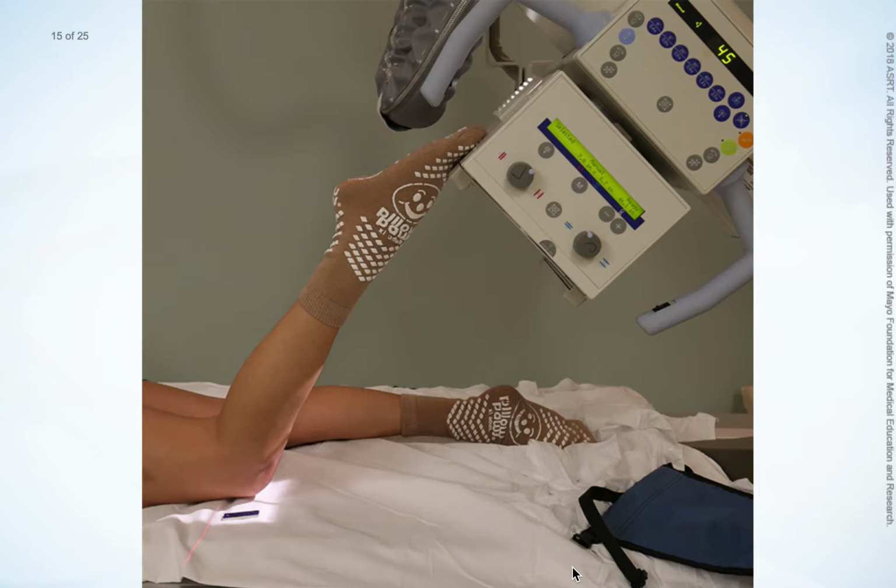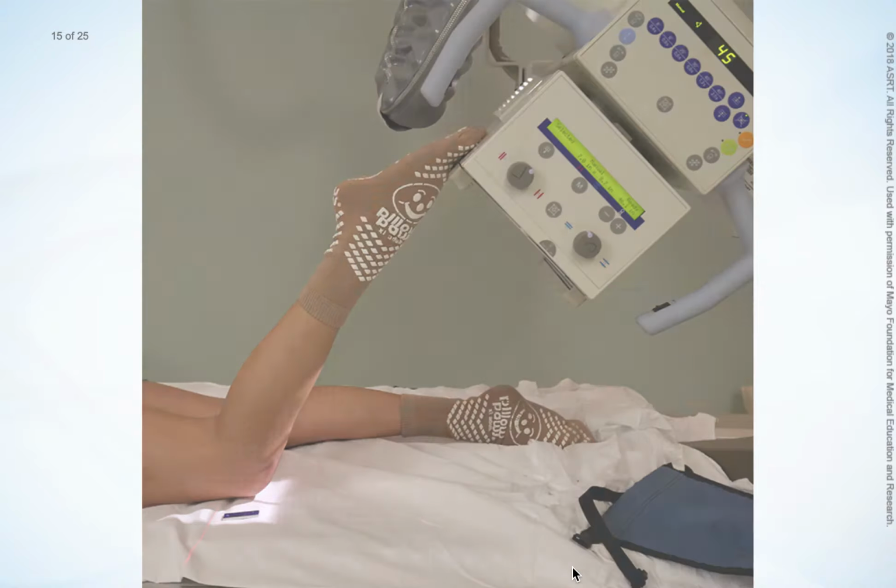If the surface of the collimator is not hot, the patient may rest their foot against it to support the leg. Adjust the position of the leg to make sure there is no medial or lateral rotation. The central ray is directed at a 45-degree angle and enters at the patellofemoral joint.